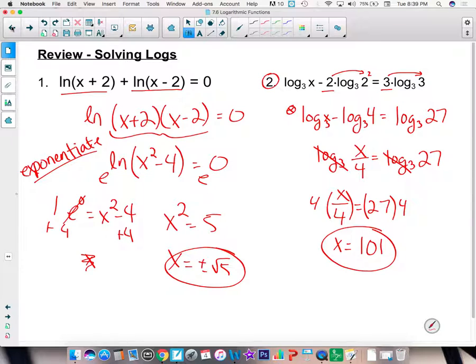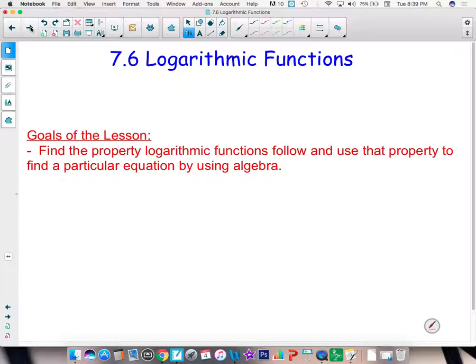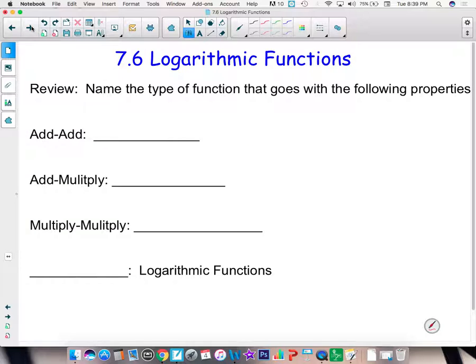So that was our review from yesterday, and now we're doing actual logarithmic functions. Yesterday I told you guys that we were going to be looking at graphs, but we're going to be looking more at patterns than actual graphs. All right, so go ahead and write down the title. Looking at what we're starting with, so kind of a review, you don't need to write everything down here. Name the type of function that goes with the following properties.